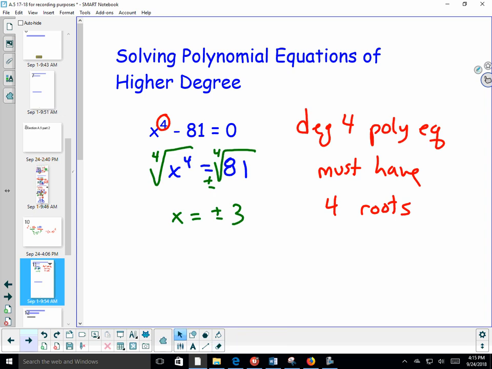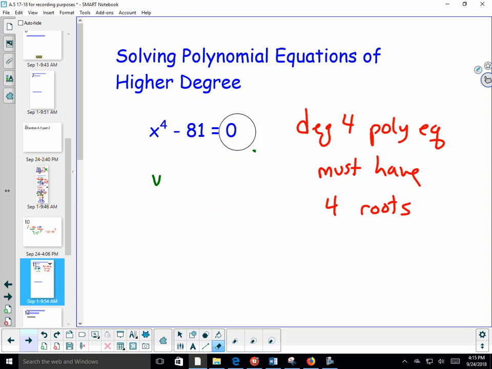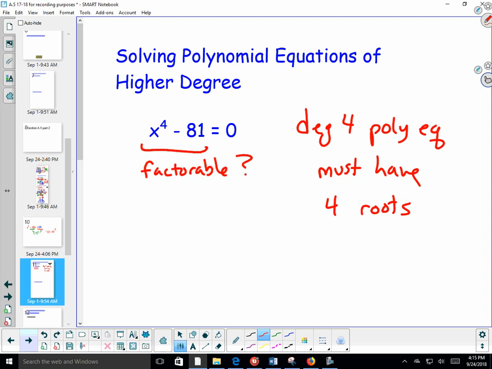All right, I'm just going to get rid of this. Let's start fresh. Instead of doing that, since we only found 2 solutions, there must be 2 more somewhere. So I would say, can we factor this? Is this factorable? And yeah, it's a difference of 2 perfect squares.